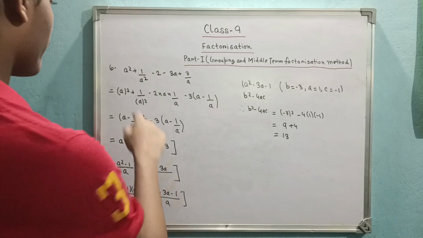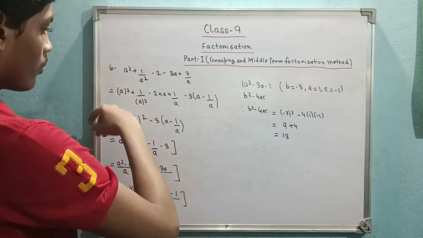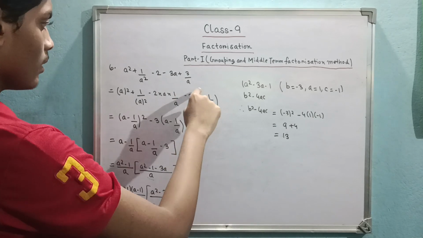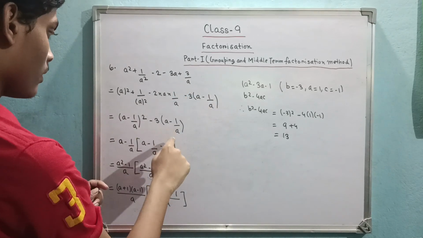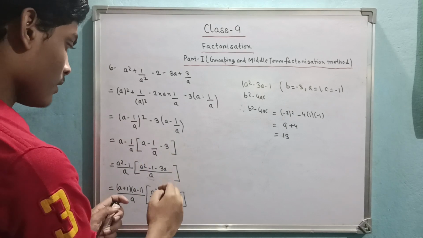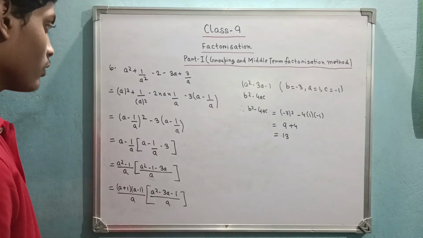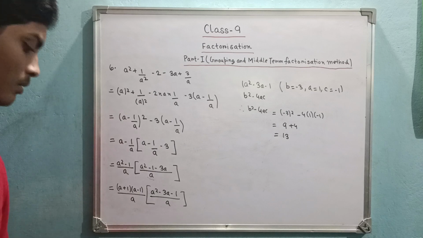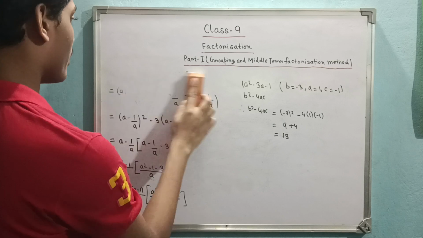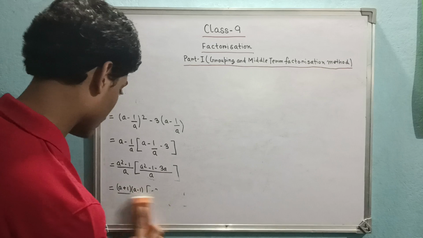So what did we do? We took out the squares and then transformed this into a square plus b square minus 2 into a into b. Took minus 3 common here, a minus 1 by a. Got the values, took common a minus 1 by a. Then put the remaining values in the brackets and got the answer accordingly. Very easy. So these types of sums are there. Let's see one more. And then we will be heading towards our next process. Factorizing the middle term. It's very good.